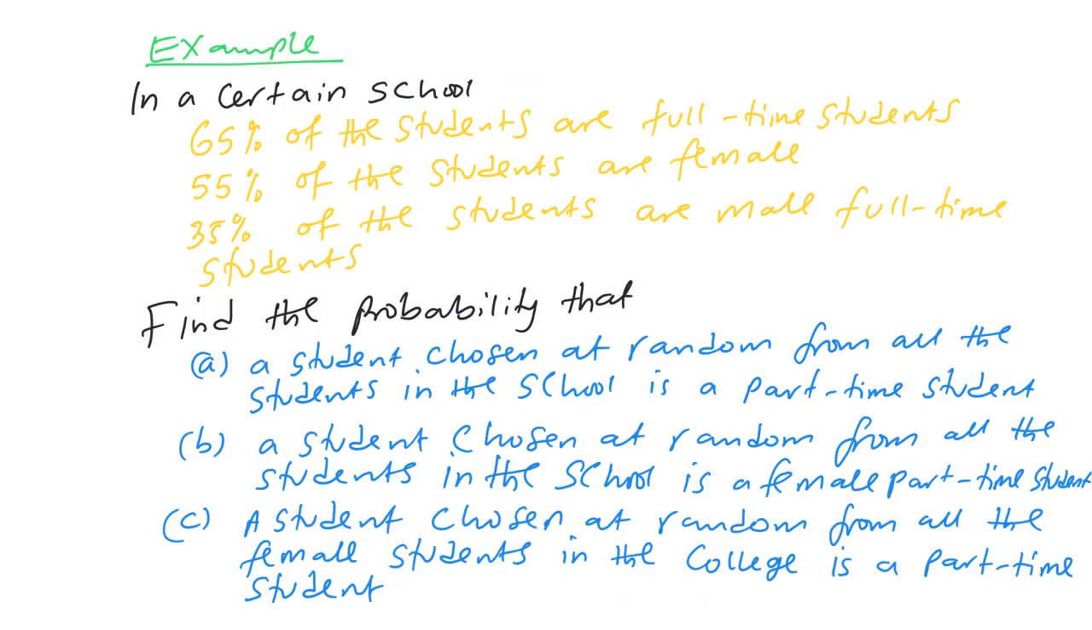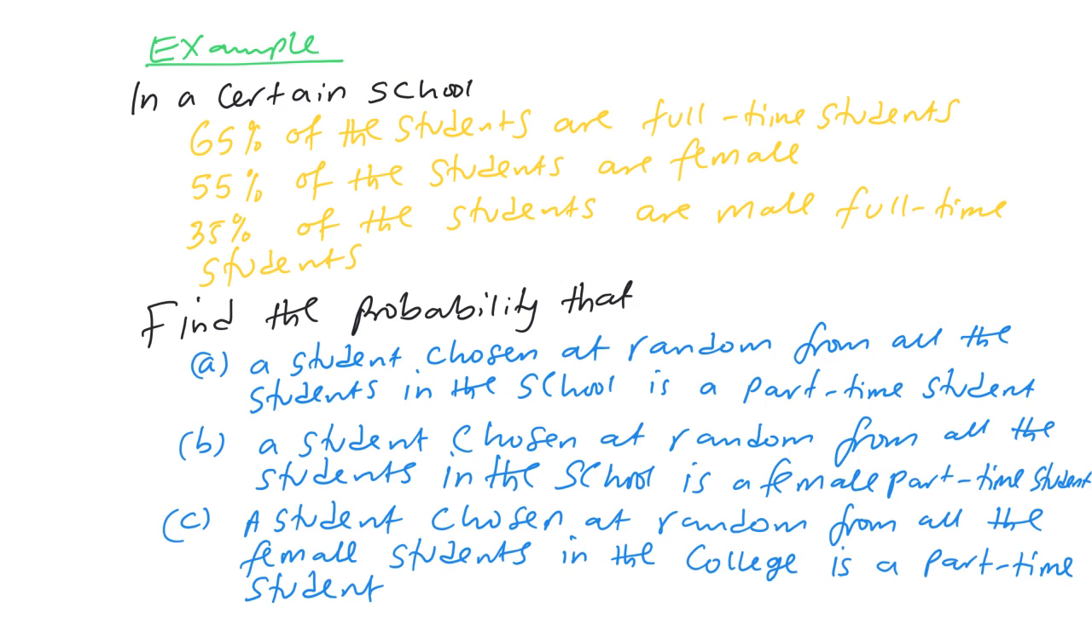Look at this question. It says, in a certain school, 65% of the students are full-time students. 55% of the students are female. 35% of the students are male full-time students. Now they are giving us some questions. Find the probability that a student chosen at random from all the students in the school is a part-time student. So that's the first part.